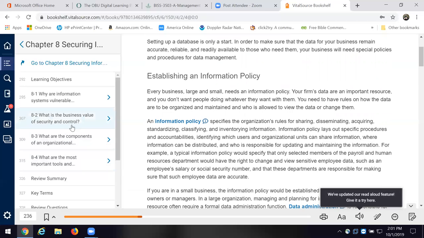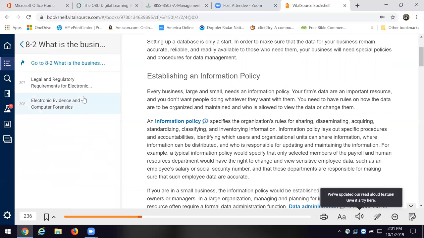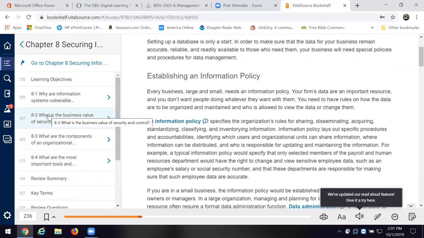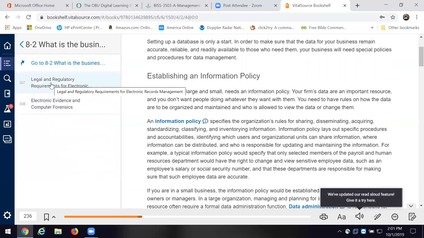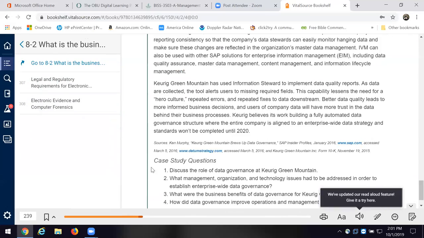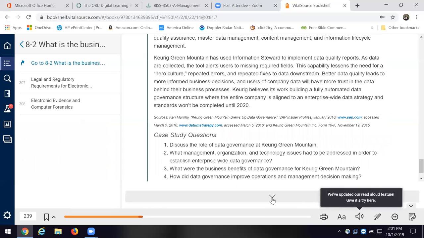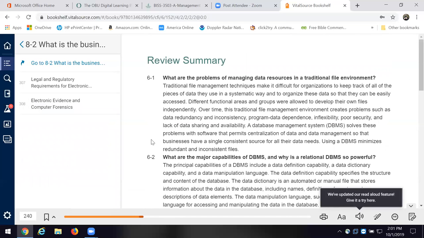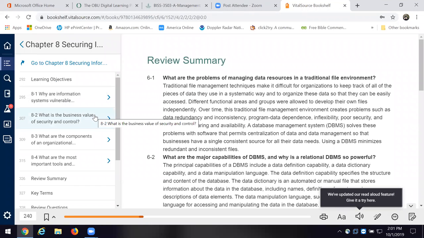I'm going to pop us over here to the business value of security and control. And we'll go there for just a sec. That's going to take us over here to page. And for all intents and purposes, the usefulness of these, the business value of security control really comes down to loss prevention, in terms of, it's like insurance for all intents and purposes.